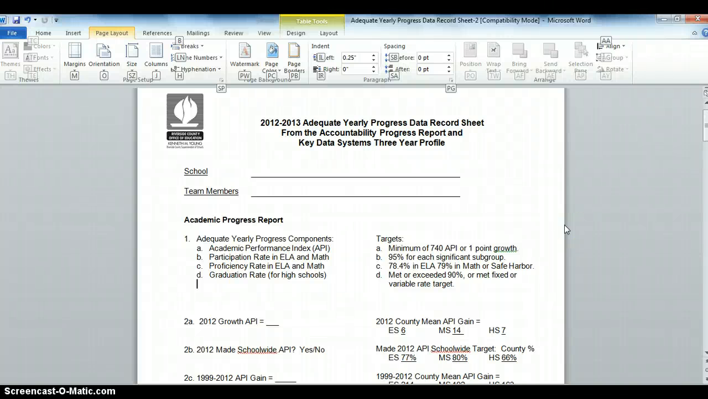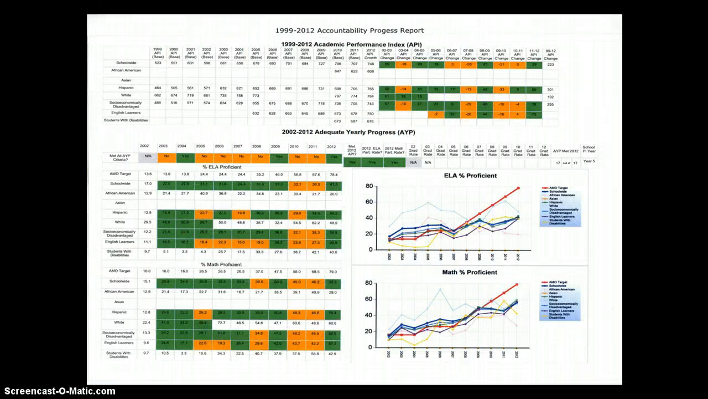Okay, let's make sure that you've got all three documents that you'll need for today's analysis. The first is the 2012-2013 Adequate Yearly Progress Data Record Sheet. This is the sheet on which we will write down the data from the analysis of your forms. The next form you want to make sure that you have in front of you is your own school's 1999 to 2012 Academic Progress Report.